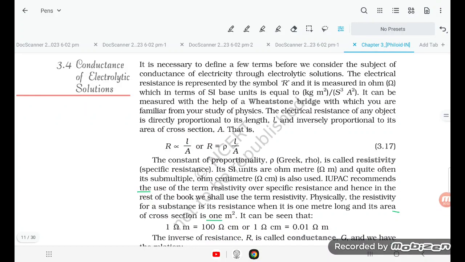Hello students, let's try to understand conductance of electrolytic solution. So, what is an electrolytic solution, students? That is the salt solution, you can say, or the acid solution or the base solution. They are all called what? Electrolyte. Anything which furnishes ions, giving ions, is called an electrolyte.